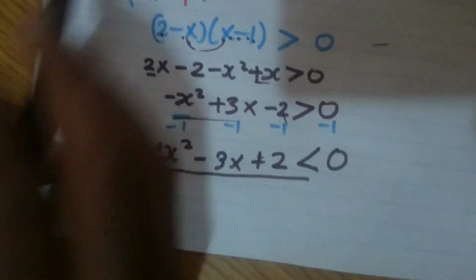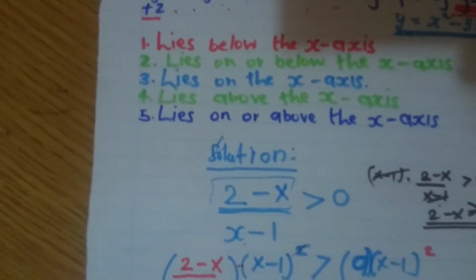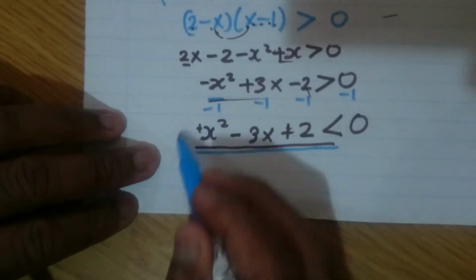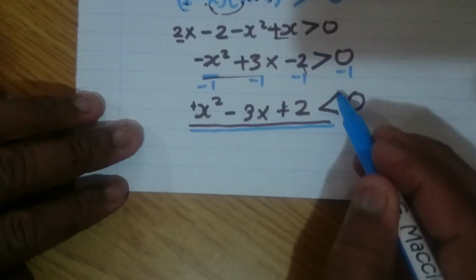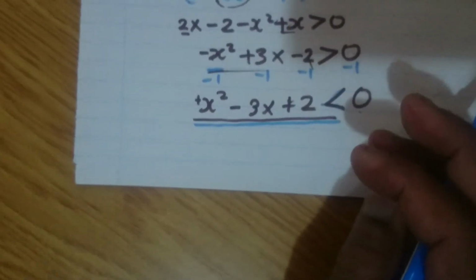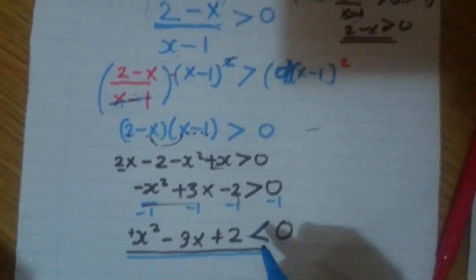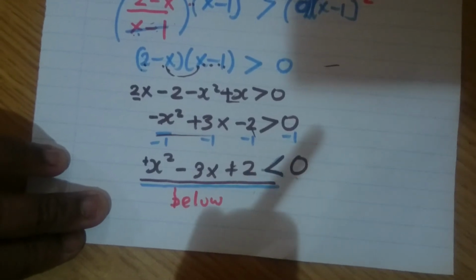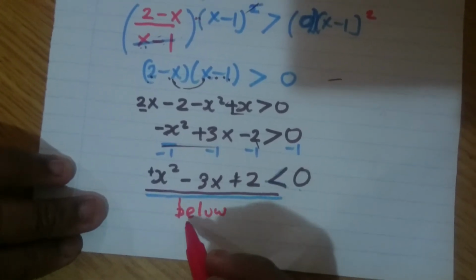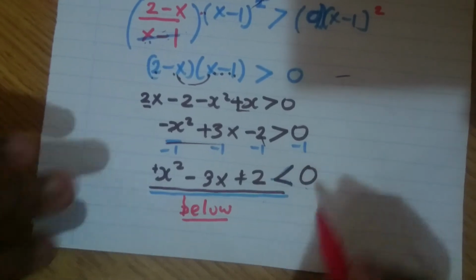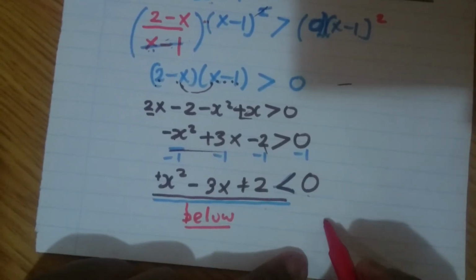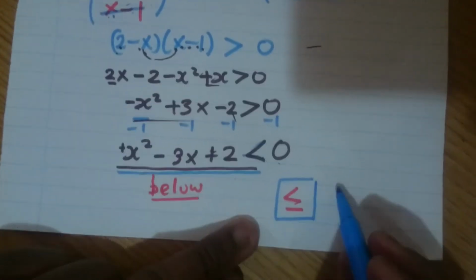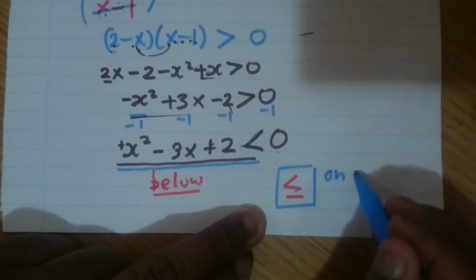But now the question says lies below. So whenever we have this situation, it means it is going to lie below, not on, because this is strictly less. If it's less, all the values of x that are valid are going to lie below. So all below the x-axis, not even on it, because when you say on, it means this. If it was this sign, we would say it lies on or below.